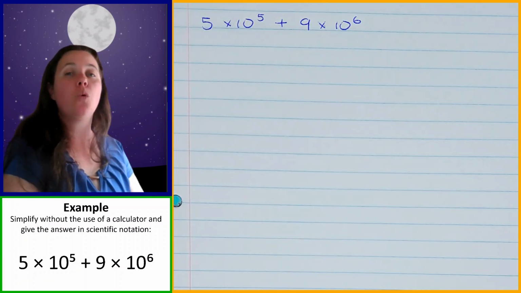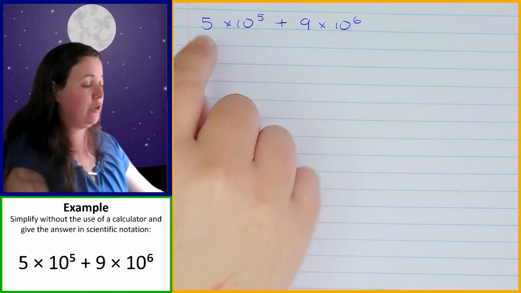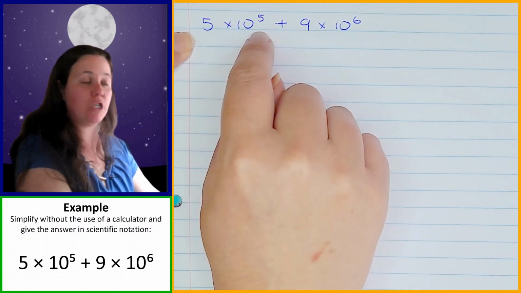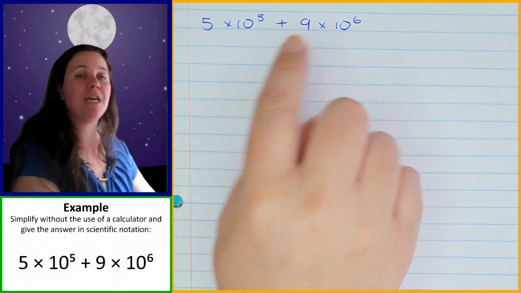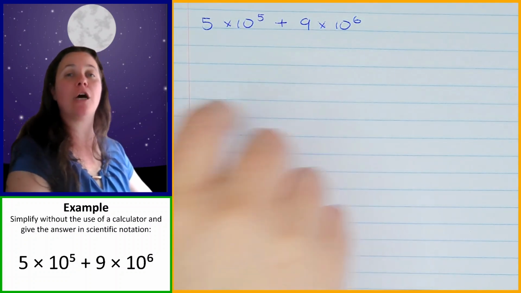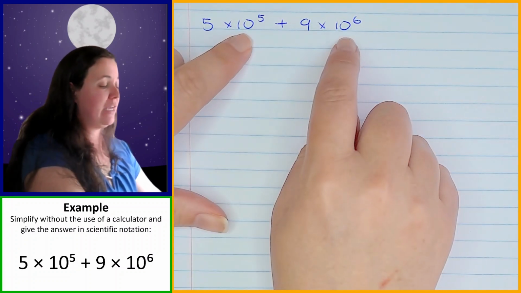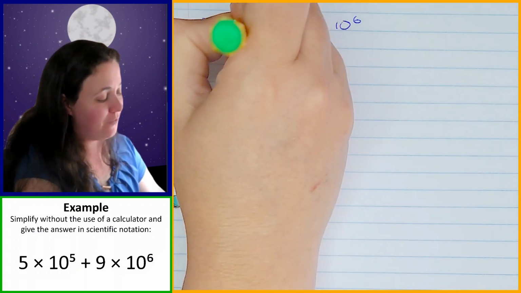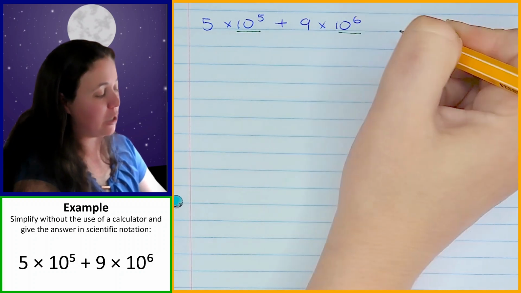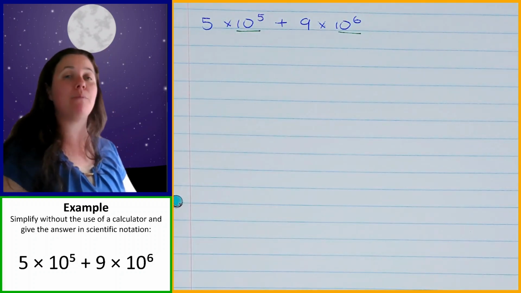Now remember I said we need to make sure that both numbers, so here is my first number written in scientific notation, here is my second number that's written in scientific notation, I need to make sure they both have the same power of 10 so that they are like terms. Now if you look over here, they do not have the same power of 10. This one is times 10 to the power of 5, and this is times 10 to the power of 6. Now that's a problem. I need to make them the same.